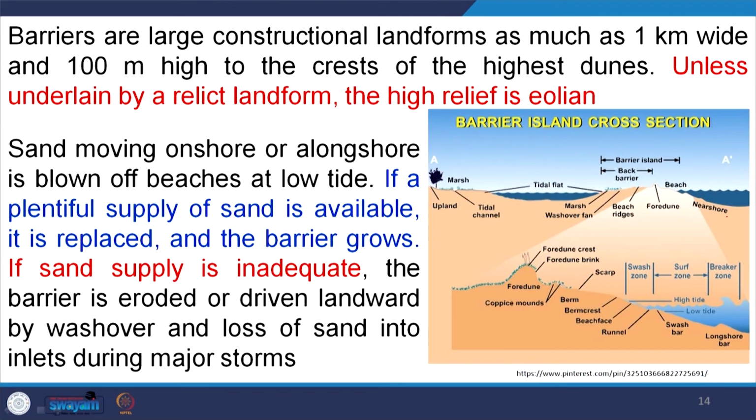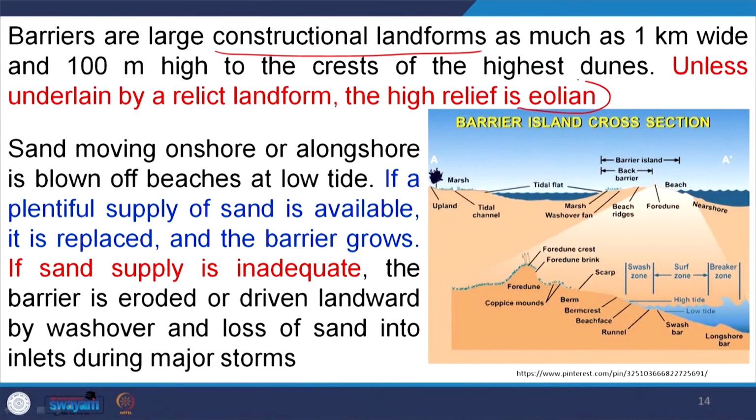So, barriers are large constructional landforms, depositional landforms as much as 1 kilometer wide, and 100 meters in height to the crest of the highest dune. Unless underlain by a relict landform, the high relief is aeolian. This is very important to understand here.